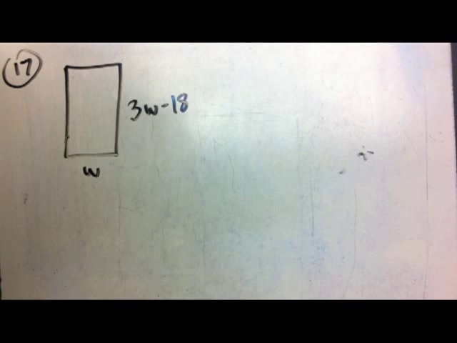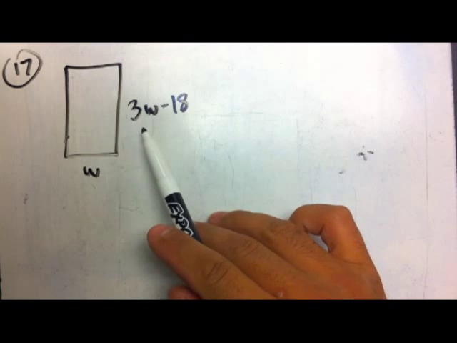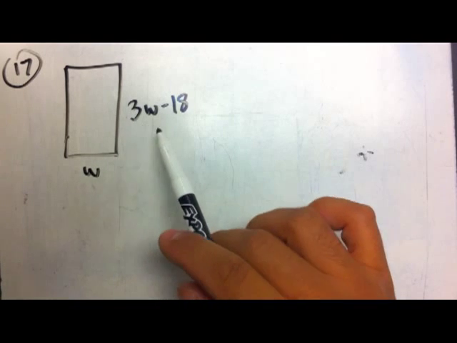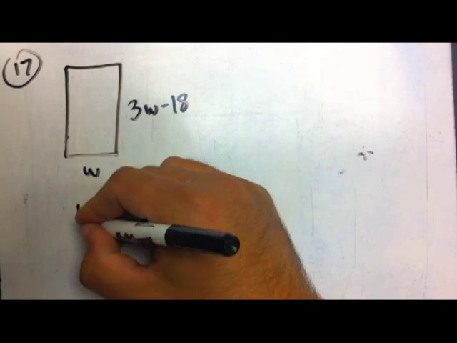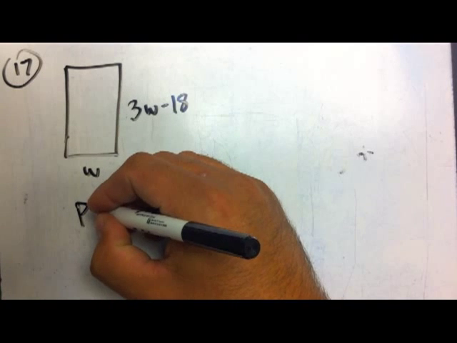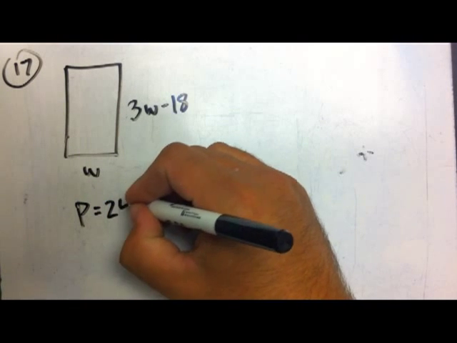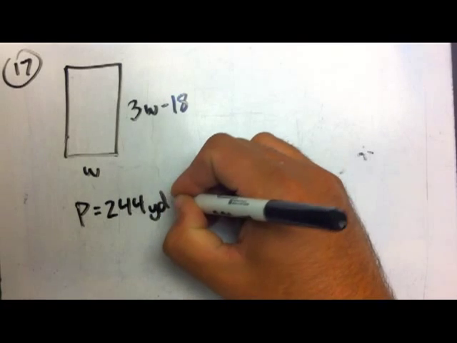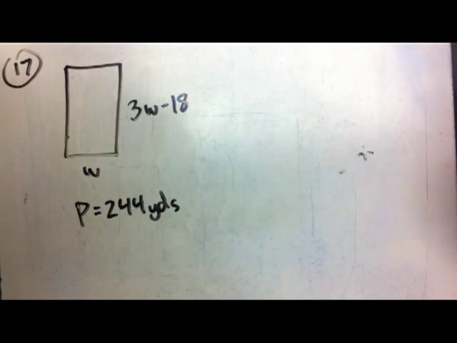Okay, we're going to go ahead and work on a problem from our homework. This is problem 17, straight out of your homework that you have tonight. As you can see, the width is down here represented by a W. The length is 3W minus 18. And the perimeter, it says it is 244 yards. So from this information, we're going to go ahead and write an equation.